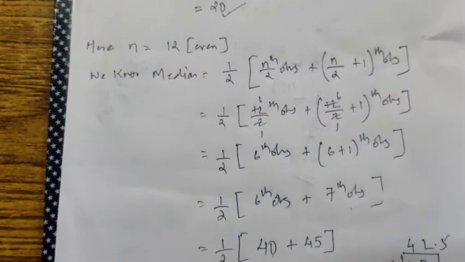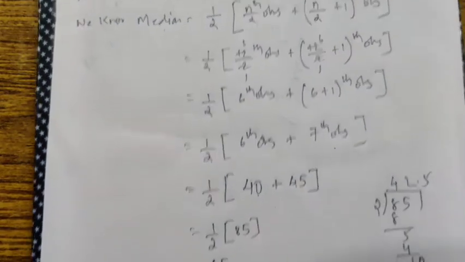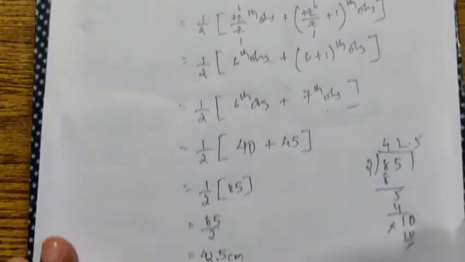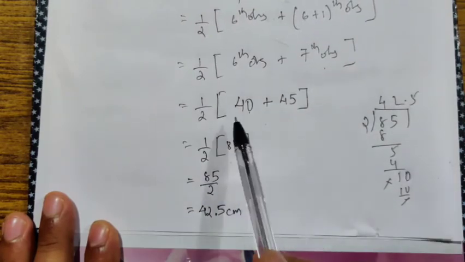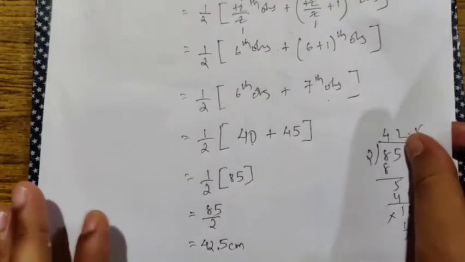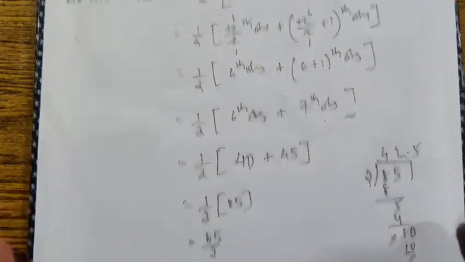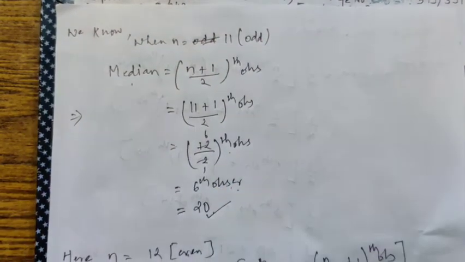So this is median when n is even. This is the formula, and this is the value. Remember, this is the 6th observation plus the 7th observation. These are the observations, as I've told you. Your 6th observation was 40 and your 7th observation was 45. So this is how we solve. Okay, and this is how we solve when the number of observations is odd.